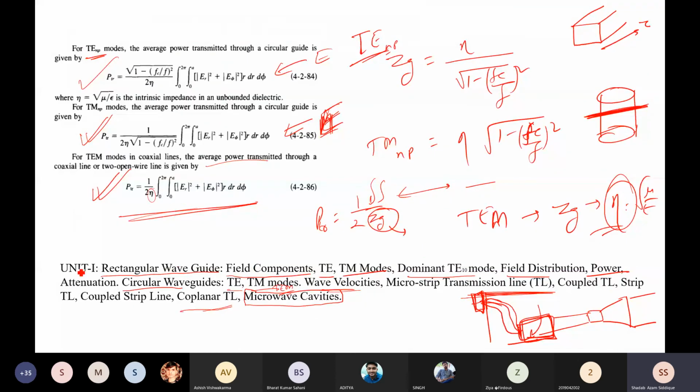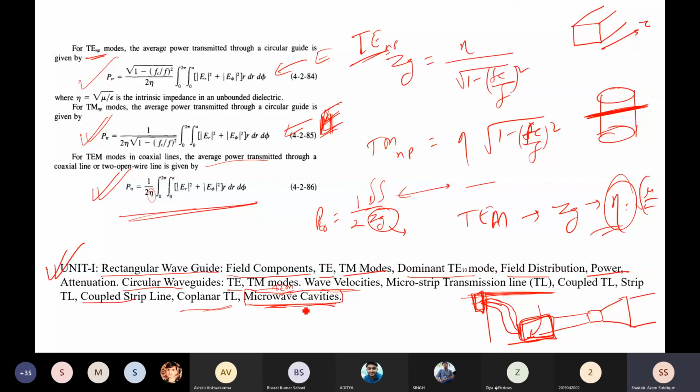So we have completed rectangular waveguide, field components, TE, TM mode, dominant TE10 mode, field distribution, power attenuation, circular waveguide, TE, TM mode in circular waveguide, and wave velocities. Then we went through the microstrip transmission line, coupled transmission line, strip transmission line, and coplanar. Coupled strip line we did not go through, so no need to worry about it. The last one we completed was the microwave cavity. So till now, this is the syllabus for the first unit.